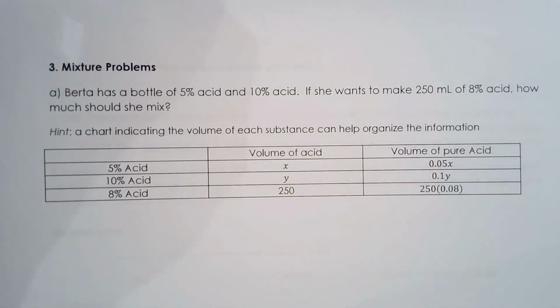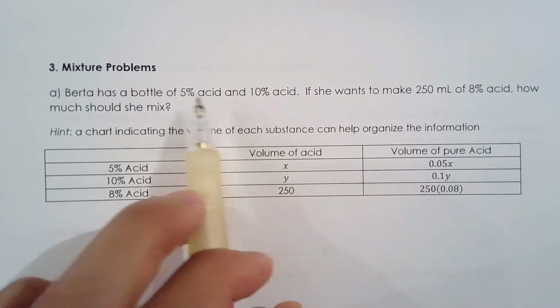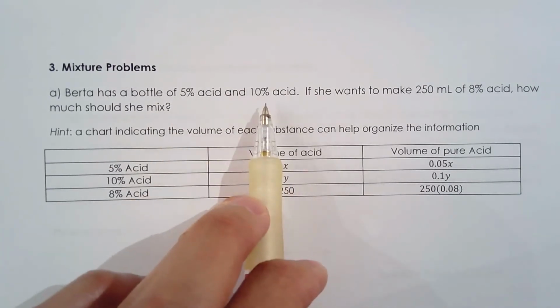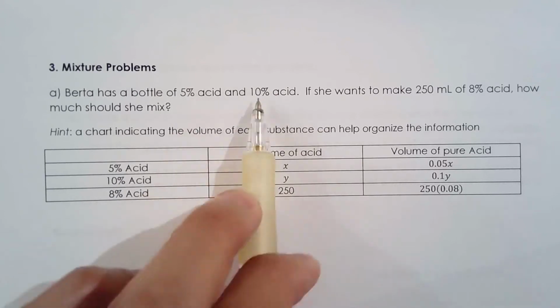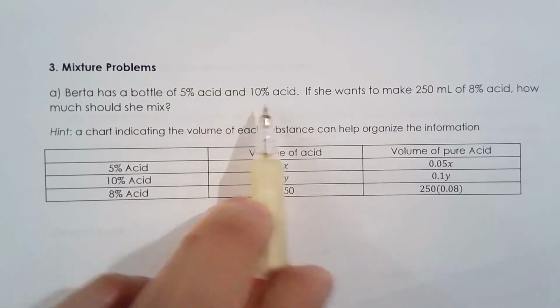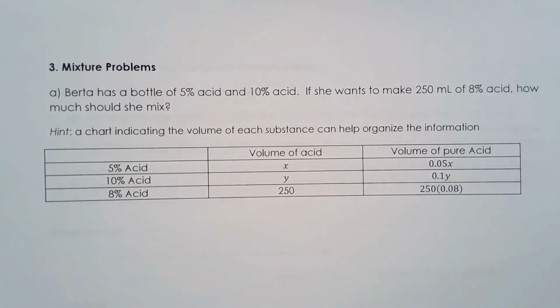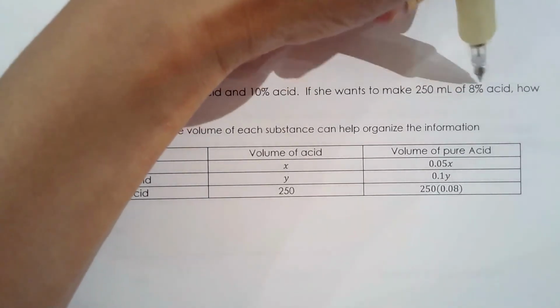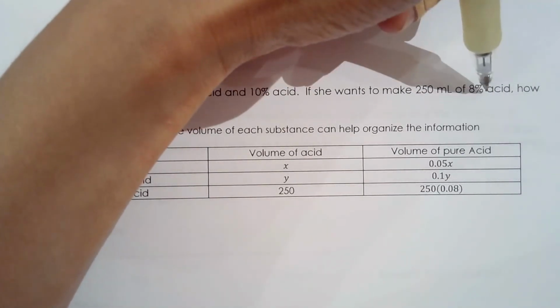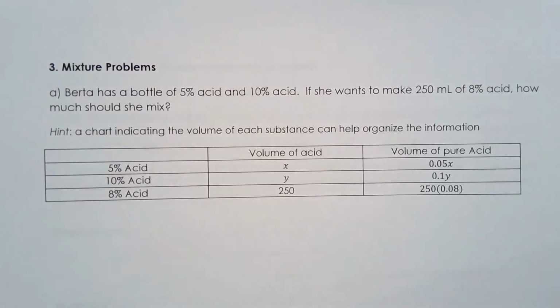So the question here, before I even start answering it, I want an idea of the solution. Did she use more of the 5% or the 10%? Well, if she used exactly the same amount of both, you're going to meet halfway in between, which is 7.5. But since the mixture is 8% acid, that must mean you use slightly more of the 10% stuff compared to the 5% stuff.